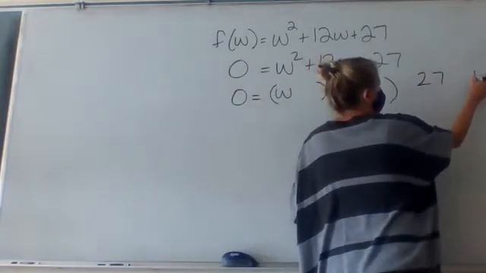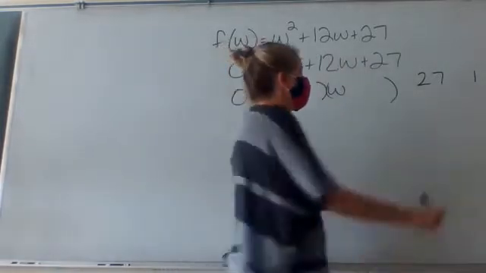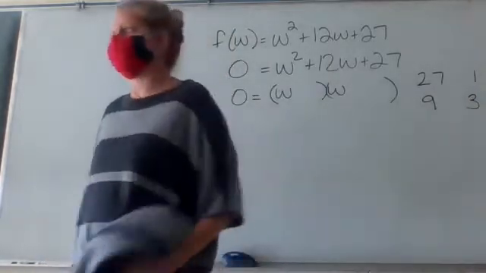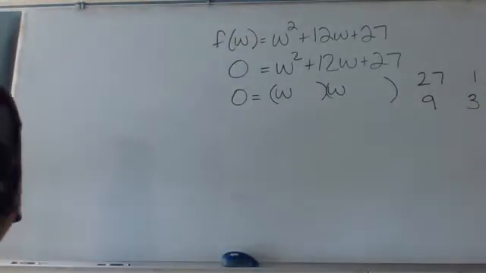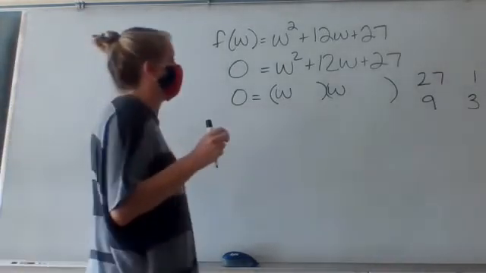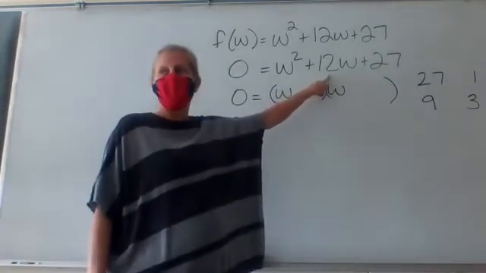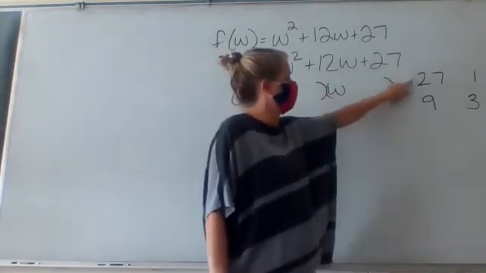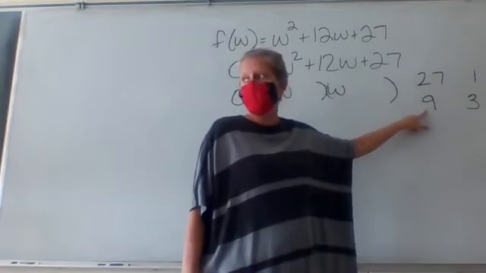There's 2 ways to do that. 27 times 1 and 9 times 3 also equals 27, right? So there's 2 different ways to do it this time. So I need to choose the pair that also adds to 12. Out of these pairs, who adds to 12? The 9 and the 3 do.